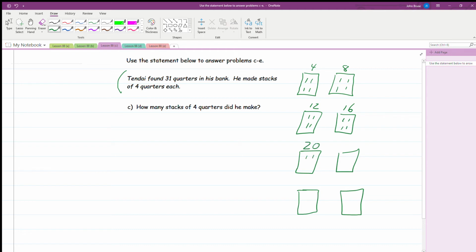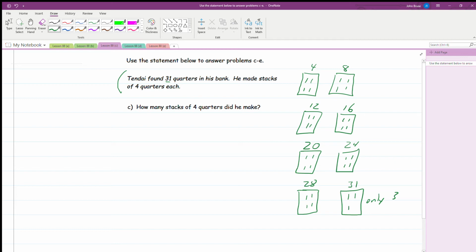20. 1, 2, 3, 4. 24. 1, 2, 3, 4. Then we've got 28. 1, 2, 3, 4. And then, well, we're only going to 31. So this one here is only going to have 3. And this is going to be 31. Remember, all the rest of these have 4 in them.